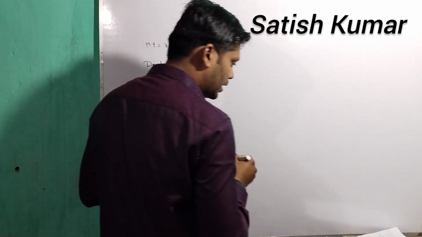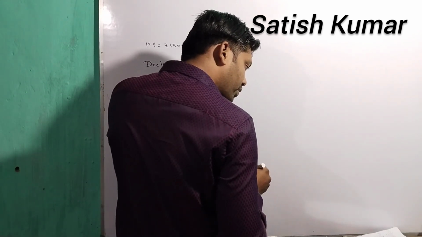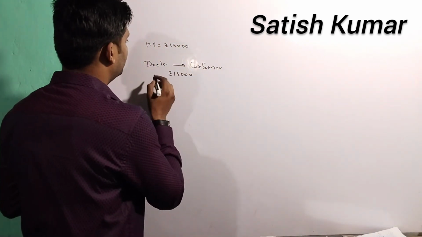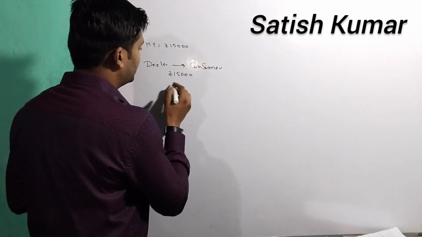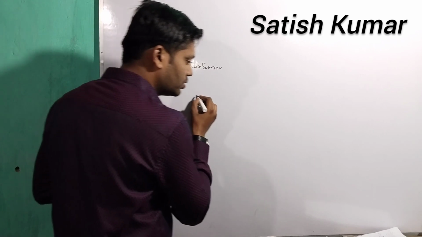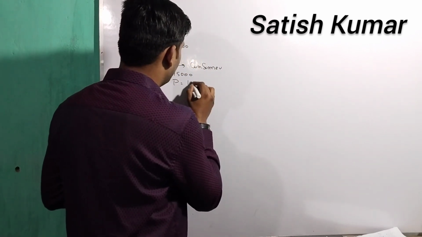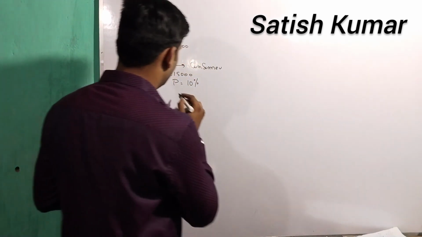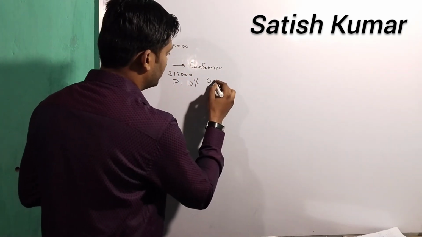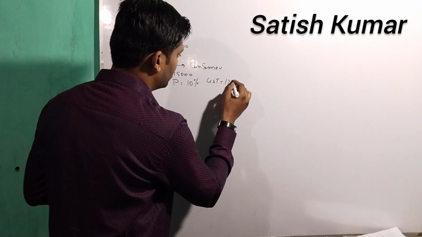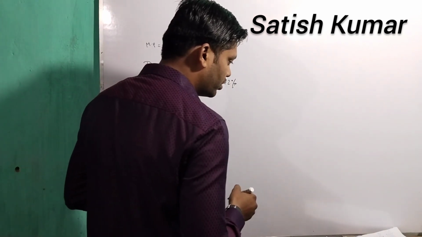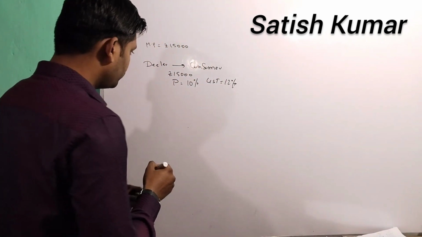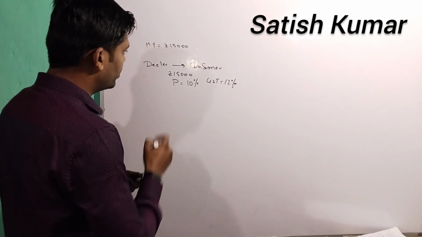And he is selling at a profit. So this is the mark price, and he is selling at a profit of 10%. He is selling to a consumer at a profit of 10%, and the GST is 12%. GST equal to 12%. So what do we have to find out? We need to find out. So this one you understood, right?